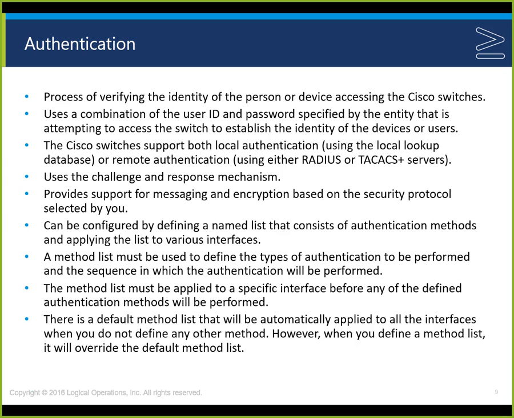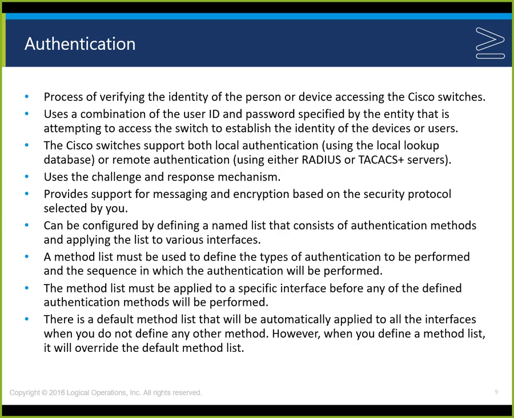This does not mean that if I type in my username and password and mess it up 14 times, then it'll go to the local database. It only goes down the list if one of the methods isn't available. You can configure this by defining a named list that consists of authentication methods and applying the list to the various interfaces. That's the methods list that we can do.